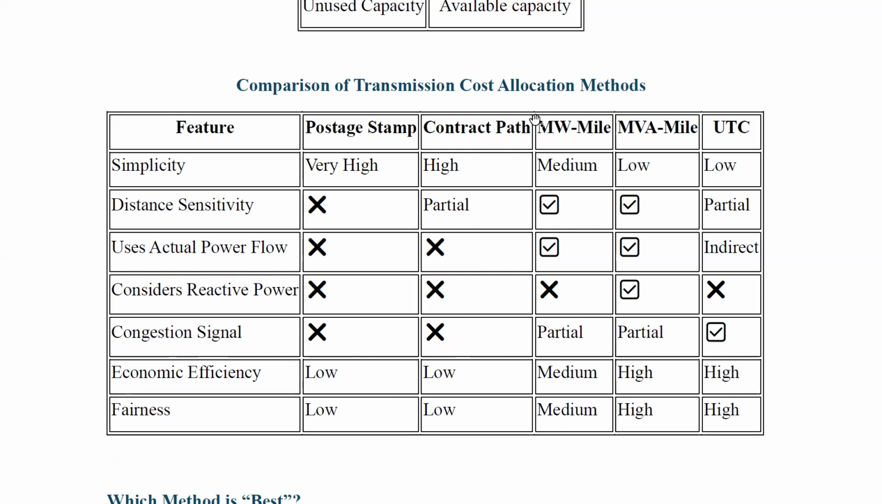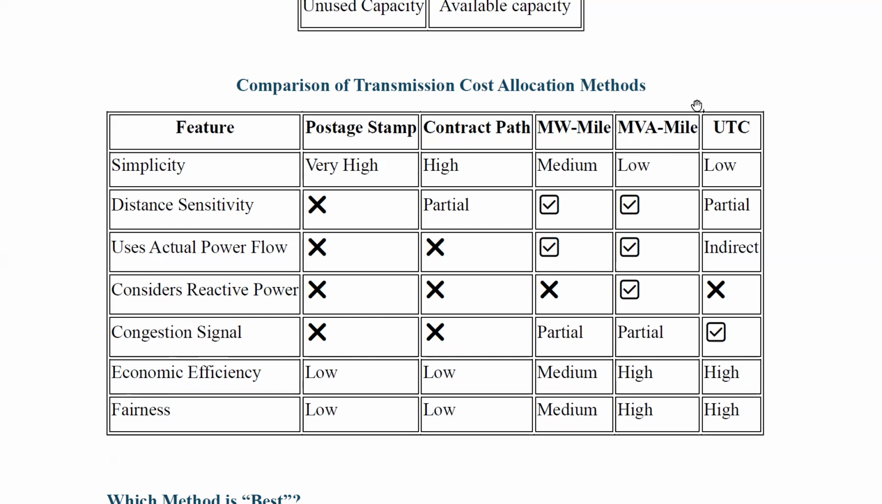Next comes the megawatt mile method. Everything is okay here, but reactive power we are not dealing with. Simplicity is medium and distance sensitivity is there. Actual power flow we are following, not AC power flow, it is DC power flow. Reactive power we are not considering. Congestion signal is partial. Economic efficiency is medium and fairness is also medium.